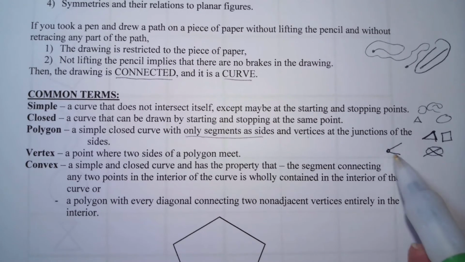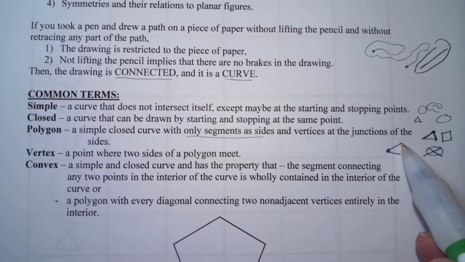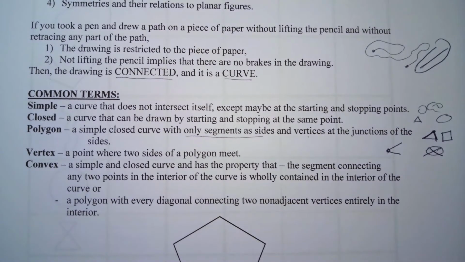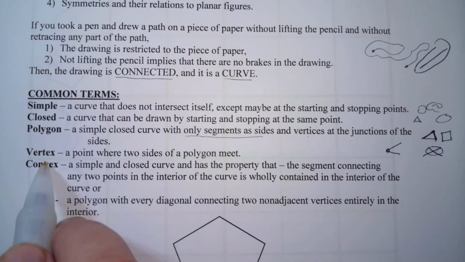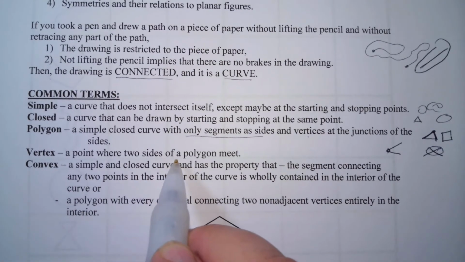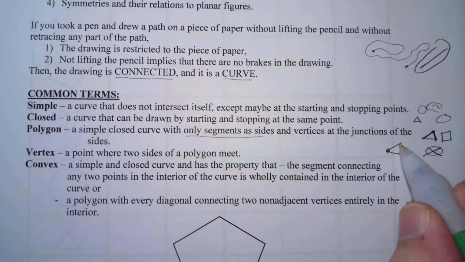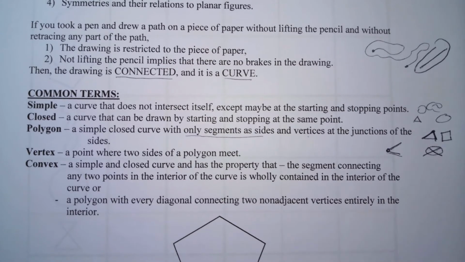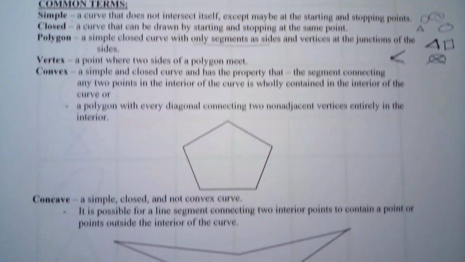So a polygon has straight sides, straight edges, and a vertex between the 2 corresponding sides. A vertex is a point where 2 sides of a polygon meet. Here's one side, here's another side. Where they meet is a vertex. Now we have convex versus concave.